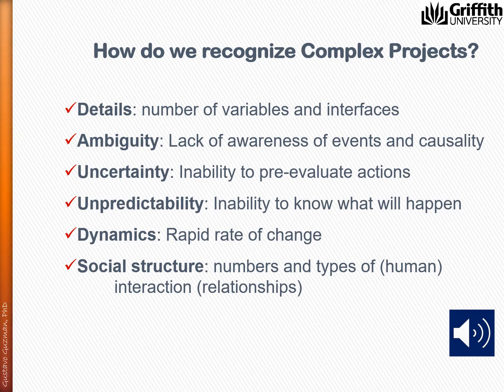So, how do we recognize a complex project? Here we have a sort of summary of the key features of complex projects. Projects are complex when there are a large number of variables and interfaces between their elements, when there is ambiguity regarding events and causality of events, when there is uncertainty and unpredictability regarding what will happen and how it will happen. Also, when there is a rapid rate of change, either in the project or in the context, that is, there is dynamics.